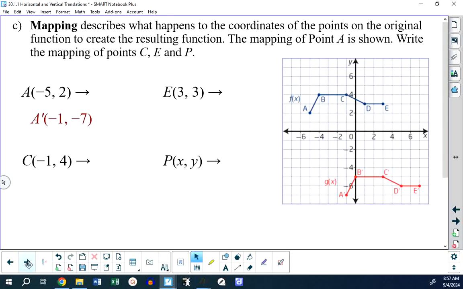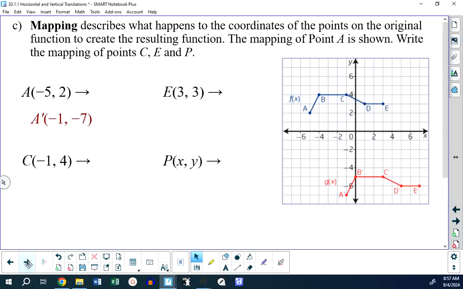Mapping. This whole first example is about kind of an introduction to some of the terminology. Mapping describes what happens to a specific point during a change in the function. So when I take a look at the coordinates, point A is at negative 5 comma 2. A prime, its sister point, its twin, I guess, I don't know what you want to call it. If you read it, it's at negative 1 comma 7. Or negative 1 comma negative 7.